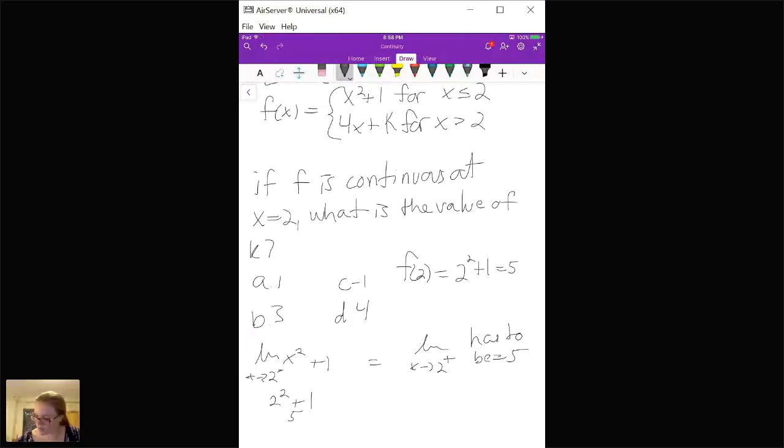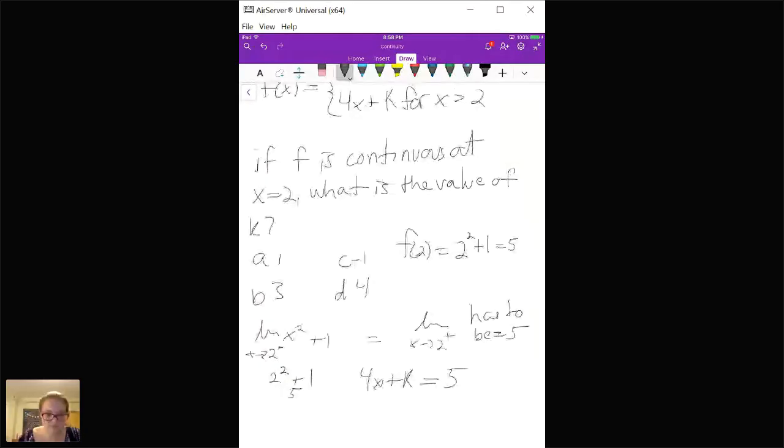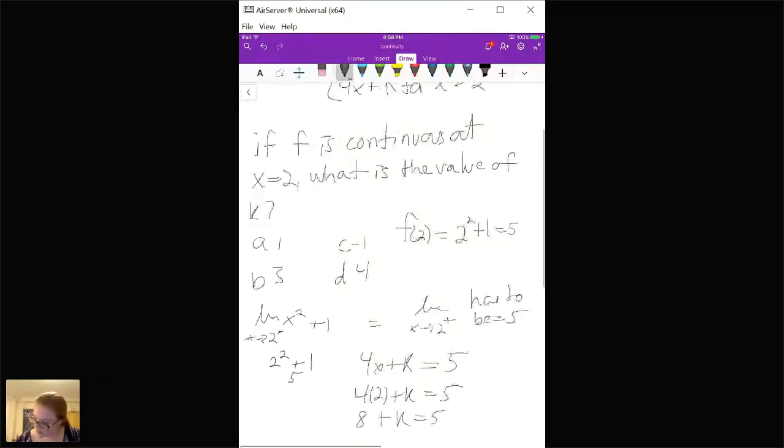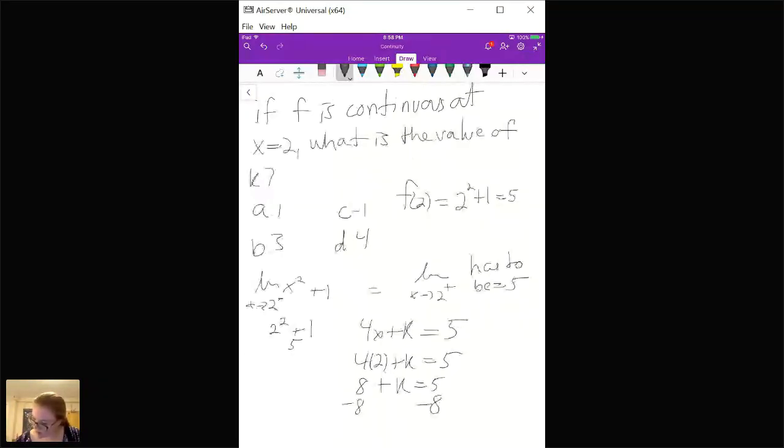Has to be, not the letter B. Okay, so if the limit from the right has to be equal to 5, we know that 4x plus k has to be equal to 5. Do we know what x is? 2. Great. 4 times 2 plus k equals 5. So we get 8 plus k equals 5, minus 8. K has to be -3.